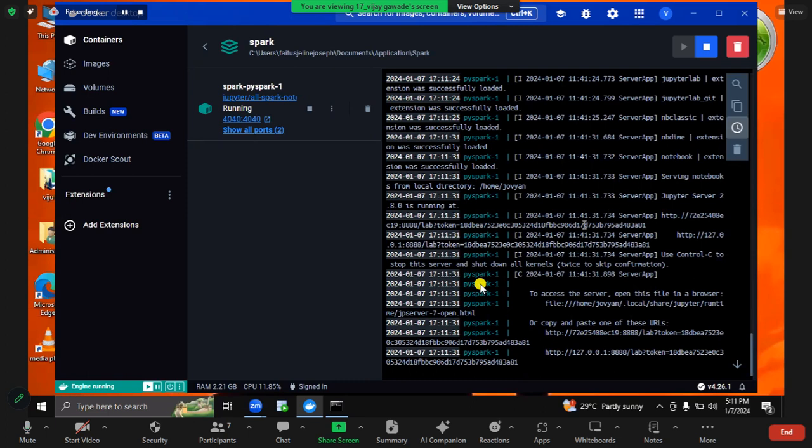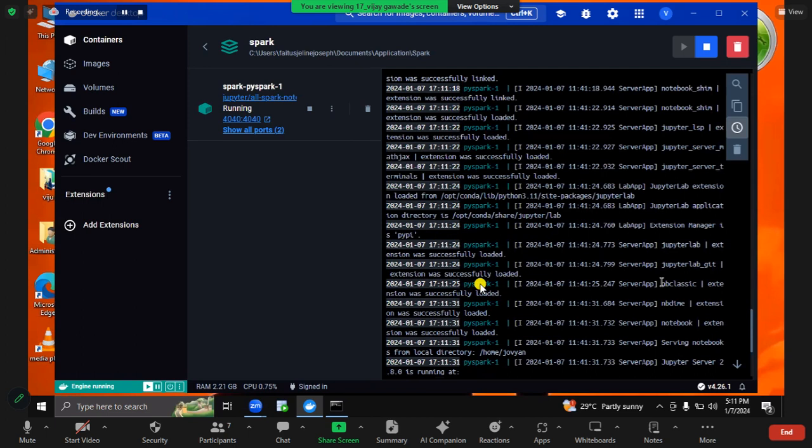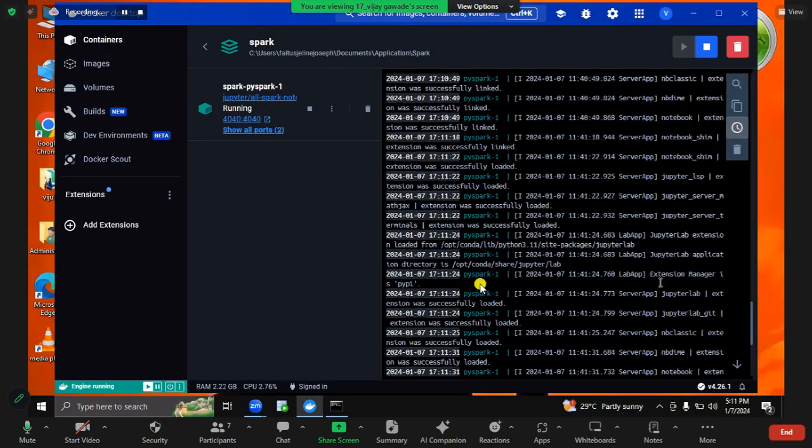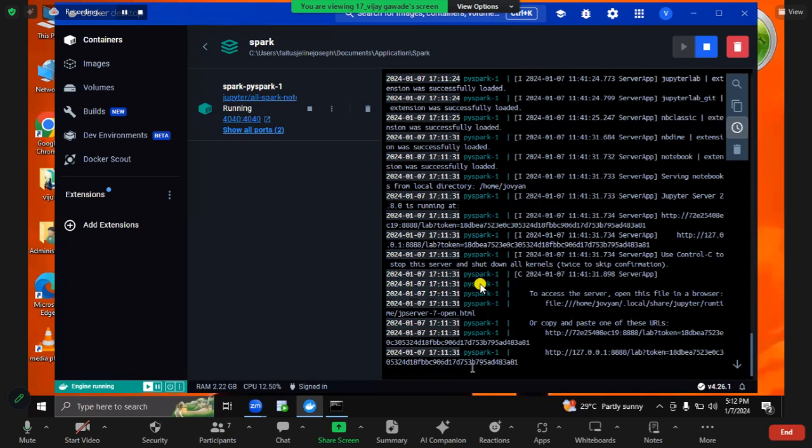Just to access, open the file in browser. Scroll down completely. Okay, it's running actually. Our server is running properly. Just click and open the link from here only. Click once, that 127. Yeah.